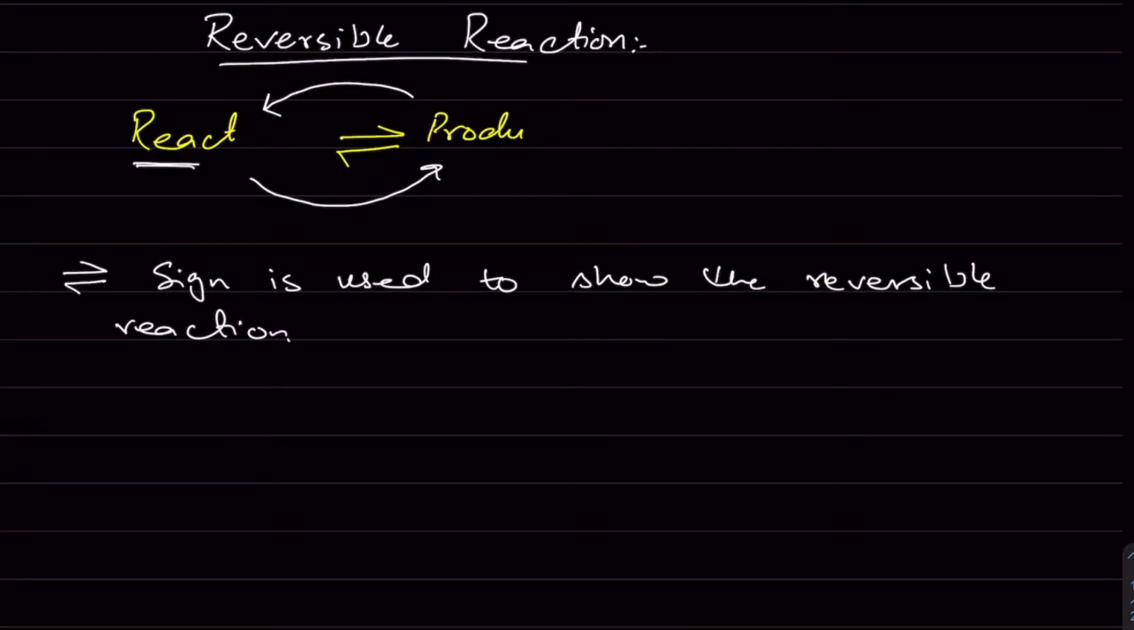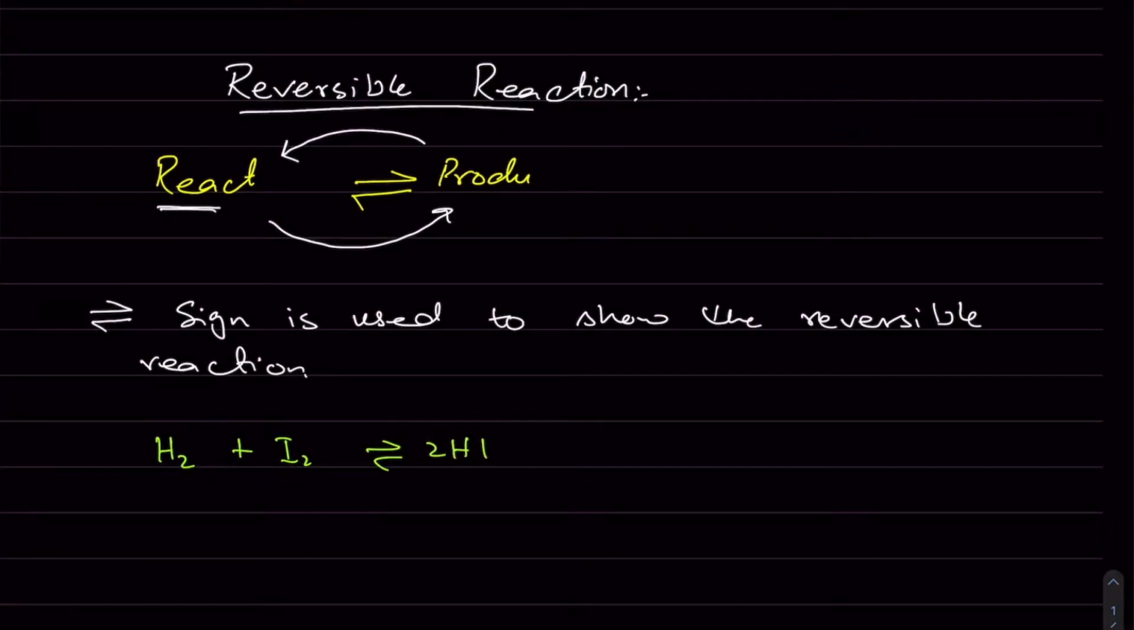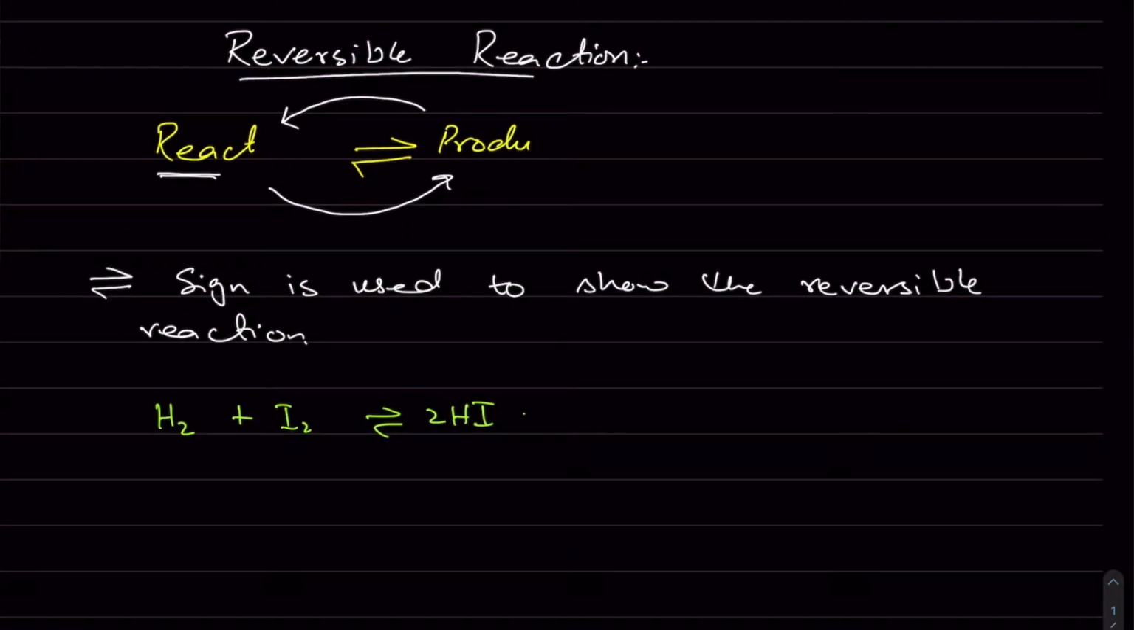There are many examples of reversible reactions. For example, hydrogen and iodine react with each other to form hydrogen iodide. This is a balanced chemical equation, and it shows hydrogen and iodine react with each other to form product, and meanwhile the product hydrogen iodide decomposes back into reactants.